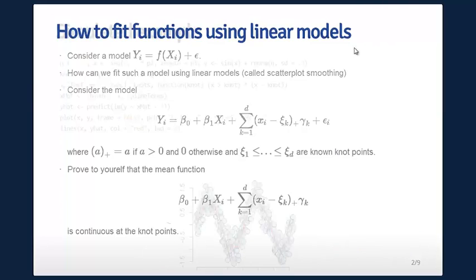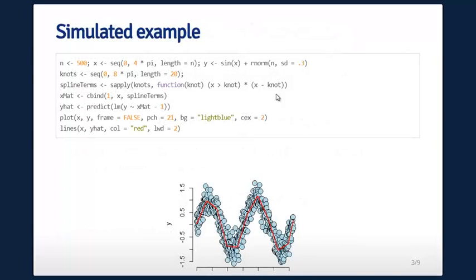Okay, let's do it. It's really fun, depending on how you define fun. Okay, so I'm going to simulate some data. N is 500. X is just a sequence, and you'll see why in a second, why I picked 4 pi, as 0 to 4 pi is the limit of the sequence. And my y is sine x plus normal errors, okay?